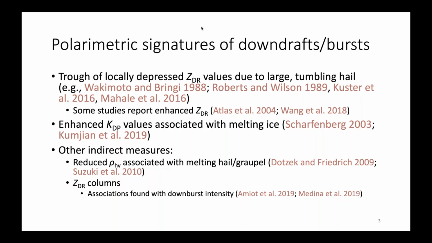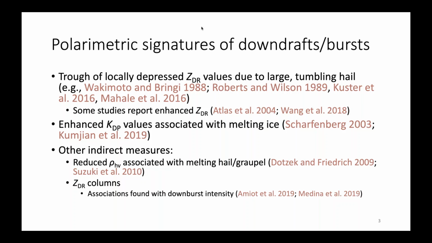So with the polarimetric upgrade of the NEXRAD network, there's been a number of studies that have looked at the polarimetric signatures of downdrafts more generally. So troughs of locally depressed ZDR values have been observed and associated with large tumbling hail in downdrafts, although other studies have actually reported an increase in ZDR in these downdrafts, which they attributed to graupel instead of hail. So there's obviously some variability there.